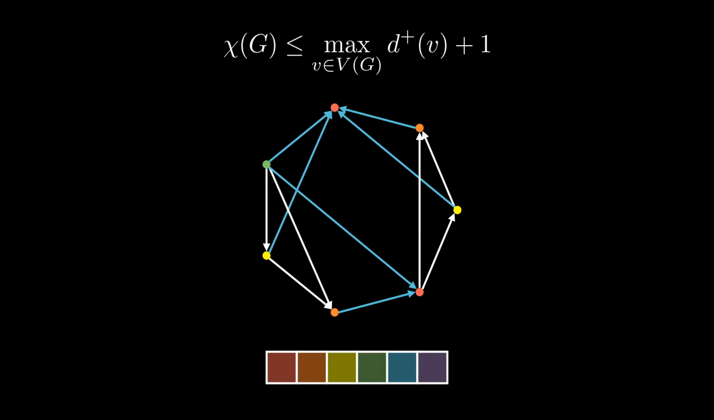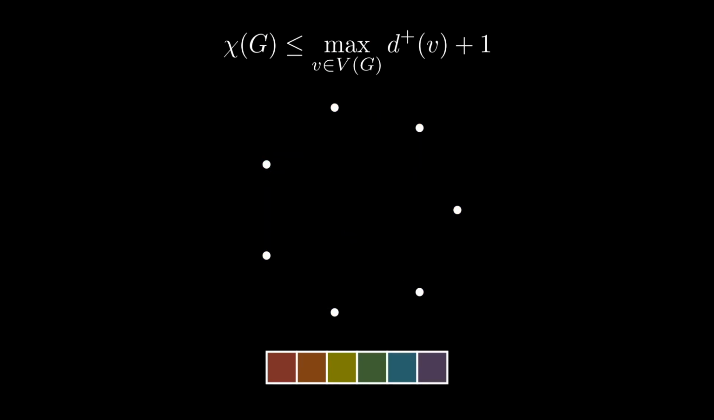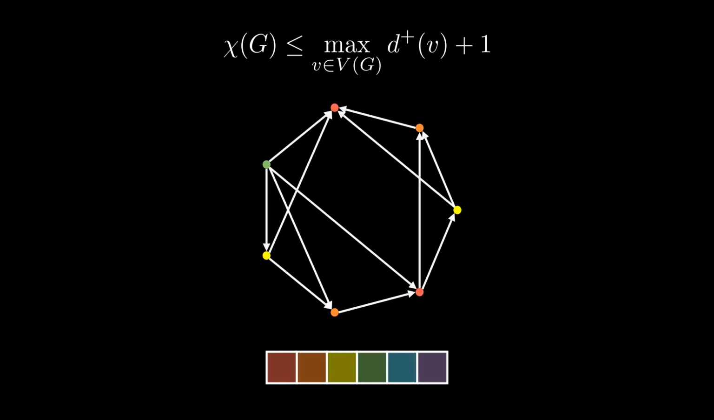We use induction. Again, what we're trying to prove is that the greedy algorithm generates a coloring that uses at most the maximum out degree plus 1 colors. The base case is a bunch of vertices with no edges. Here the maximum out degree is 0 and 1 color is used. For the induction step, consider a graph and apply the greedy algorithm on it, as shown. Suppose the maximum out degree is k. We want to show that at most k plus 1 colors are used.